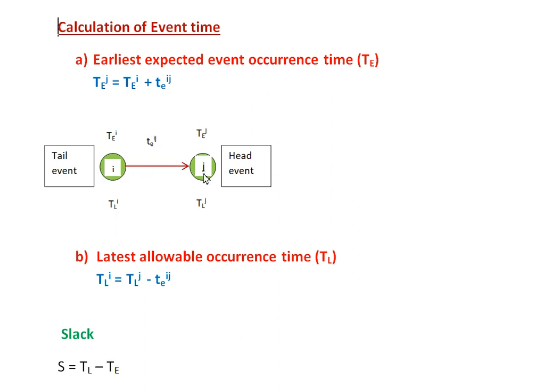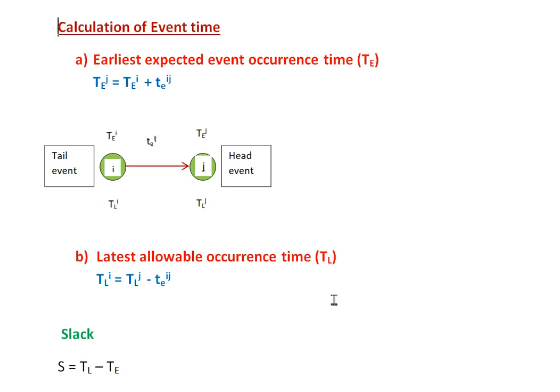The activity IJ, here it is given, and I is the tail event and J is the head event, as you know. So in that case, to determine the earliest expected event occurrence time of the head event, that is TEJ, the formula will be TEJ is equal to the earliest expected event occurrence time of the tail event plus the time duration. So this is the formula to calculate the event time.